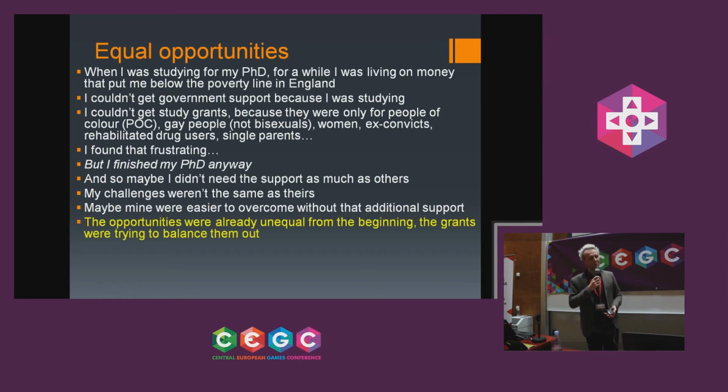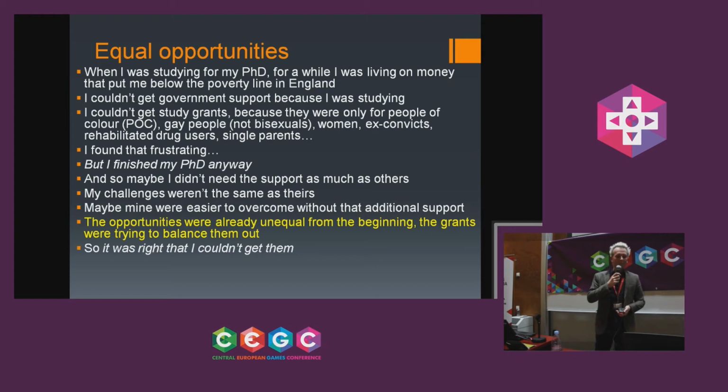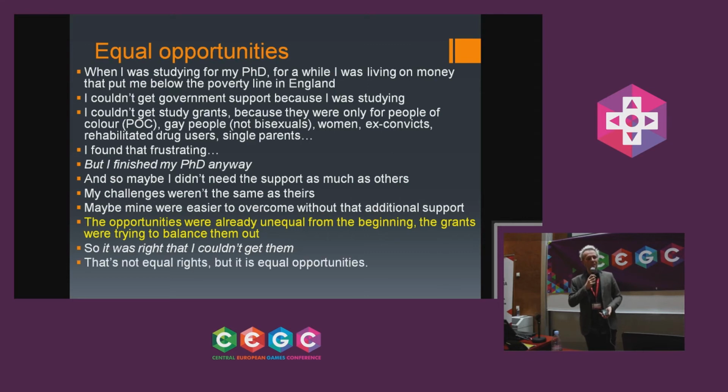It's the thing for me to think about quite often. So the opportunities were already unequal from the beginning. The grants were just trying to balance them out. Opportunity isn't about what you're given. It's sometimes about what you're starting with, what you've already got inside you, or what you've got around you. So it was right that I couldn't get them. It was right there was a bias in how those were distributed in society. Which feels a really weird thing to say. It's like, good, glad they didn't give me grants. It was actually the right thing. And at the time, that really annoyed me. But with perspective and a bit of age, I can look back and go, nope, they were right. They really were. It's not equal rights. That was equal opportunities. And that's a really good thing. And I think defining that difference is a very, very important thing to remember.